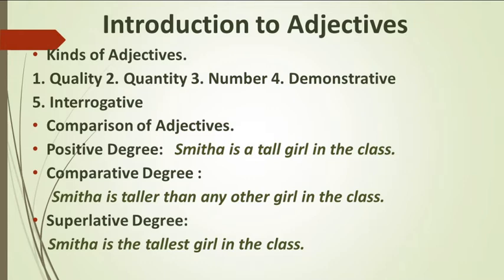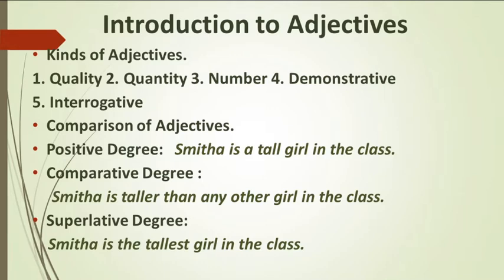Next one, adjectives of number. Adjectives of number show how many persons or things are meant or in what order a person or thing stands. For example, all men must die. Next one, demonstrative adjectives. Demonstrative adjectives point out which person or thing is meant. For example, that boy is industrious.